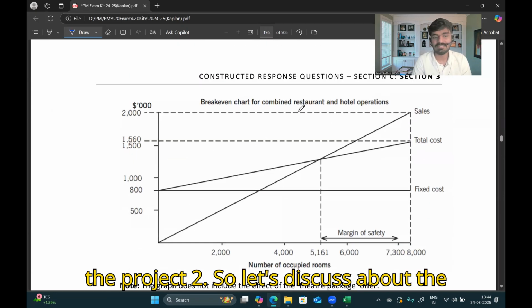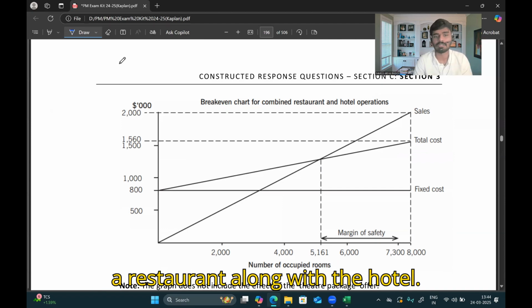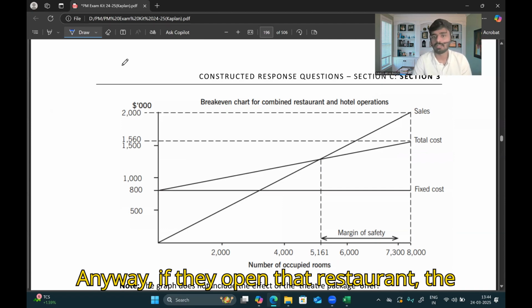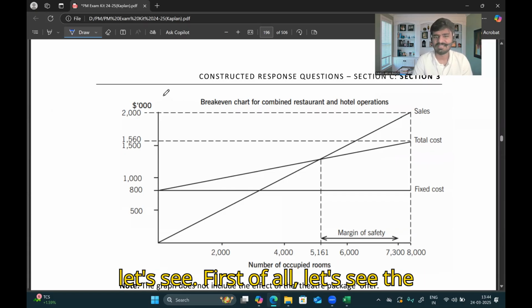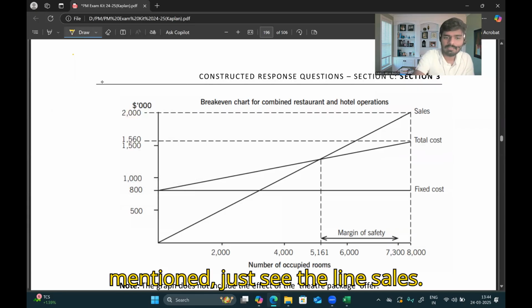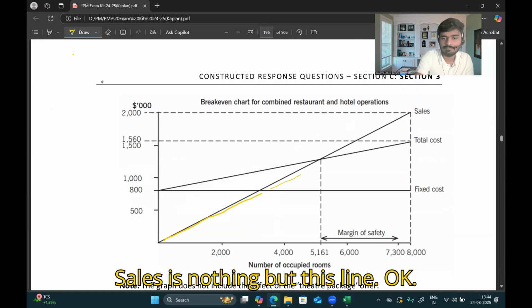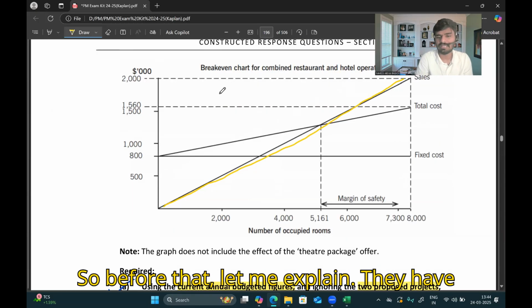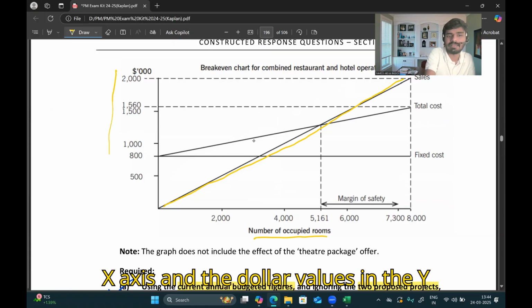So let's discuss the graph first. Project 2 is nothing but a restaurant along with the hotel. If they open that restaurant, the total annual figures are given here. First of all, let's see the line called sales. Sales is this line. Before that, let me explain: they have given the number of occupied room nights on the x-axis and the dollar values on the y-axis.